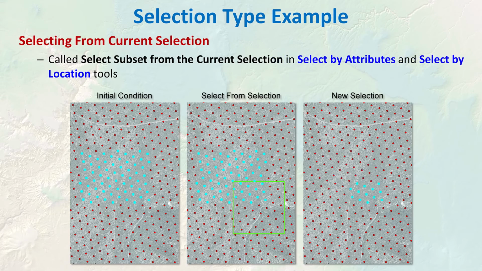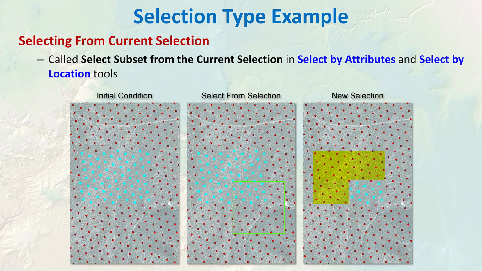And then selecting from the current selection. This is actually a really commonly used tool. I use it quite a bit. It only affects currently selected features. If any features in your selection area are currently selected, then they will be left selected, and this means that they're left unchanged. And if features in your new selection area are not currently selected, then they will be left unselected. Any originally selected features outside of your new selection area will be unselected.